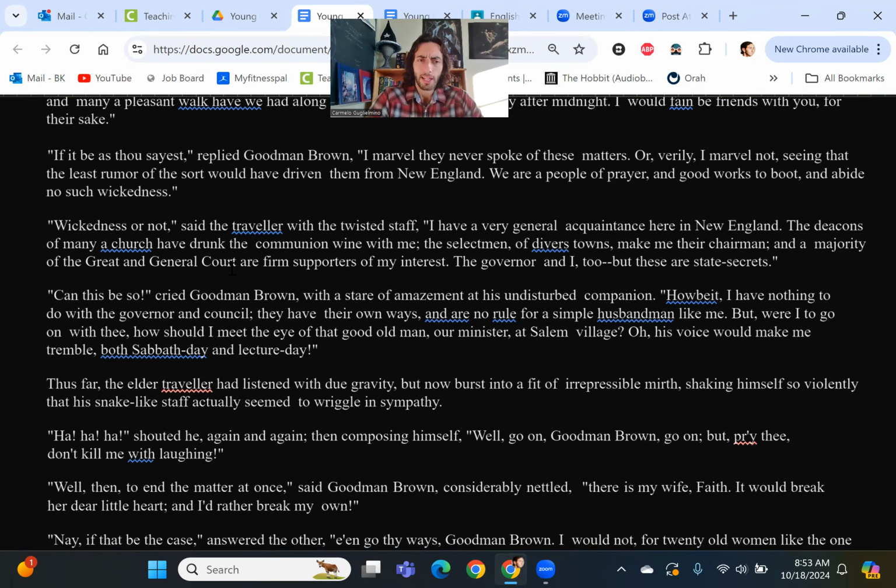If it be as thou sayest, replied Goodman Brown, I marvel they never spoke of these matters, or verily I marvel not, seeing that the least rumor of the sort would have driven them from New England. We are a people of prayer and good works too, to boot, and abide no such wickedness. Wickedness or not, said the traveler with a twisted staff, I have a very general acquaintance here in New England. The deacons of many a church have drunk the communion wine with me. The selectmen of divers towns make me their chairman, and a majority of the great and general court are firm supporters of my interests. The governor and I too, but these are state secrets.